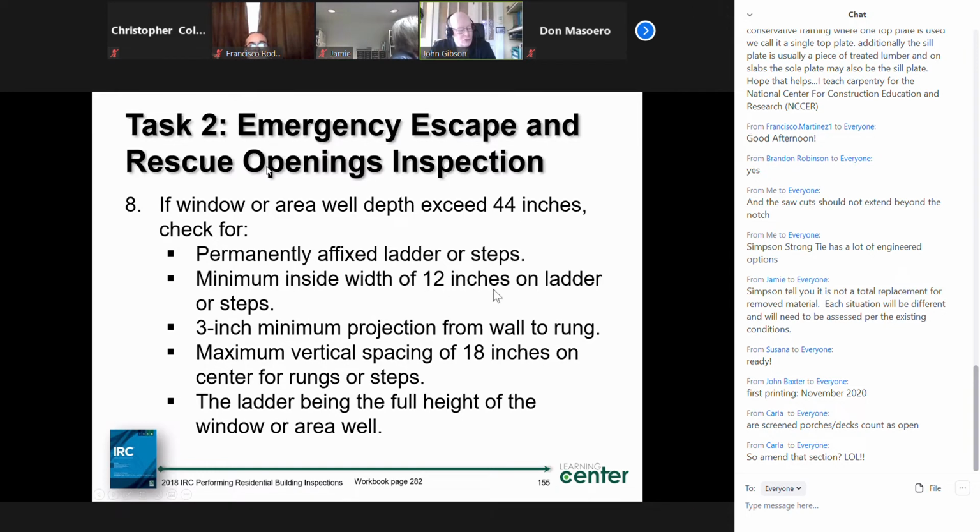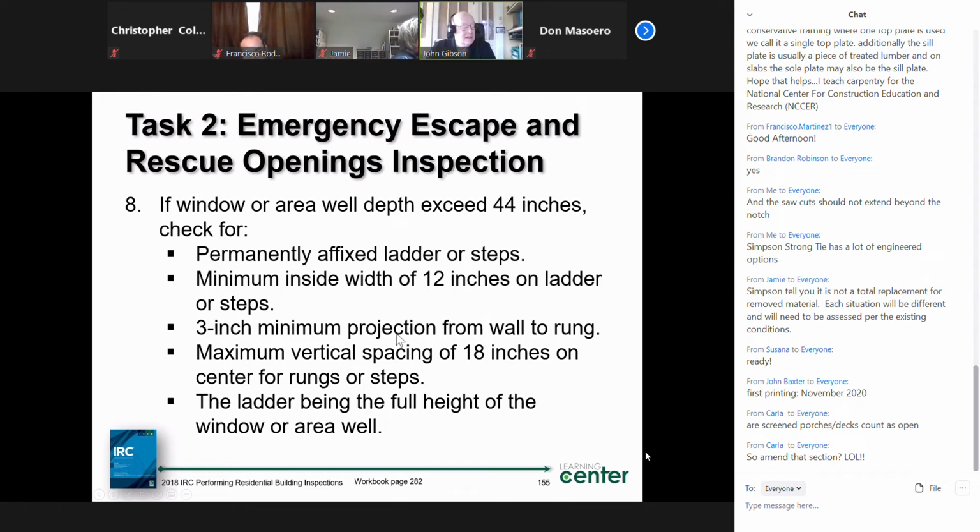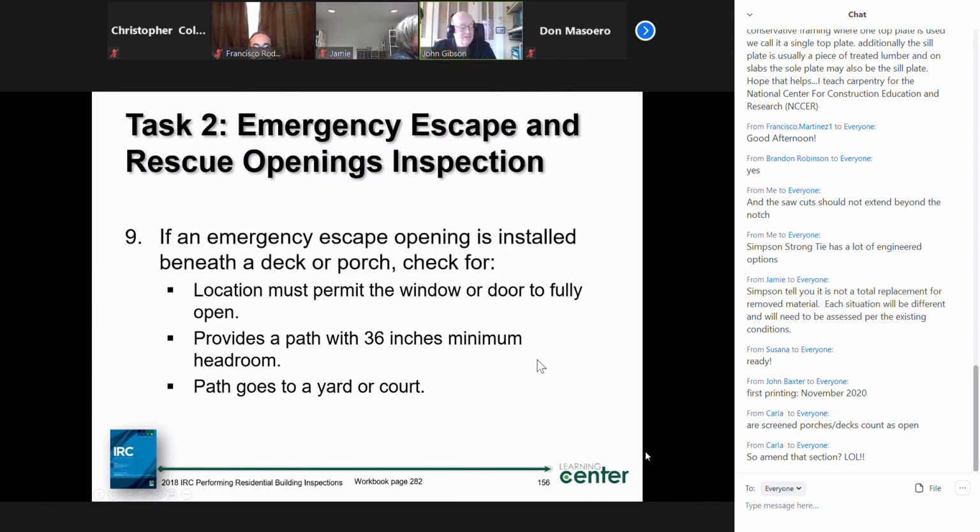We look at those ladder type arrangements, again, inside of the area well if we're more than 44 inches below grade. And as I said, it's going to give me dimensions on the ladder or the steps that are coming up. Rung spacing's 18 inches, 3 inches minimum projection from the wall to the rung so I can step on it going out. And again, it would go the full height of that area well.